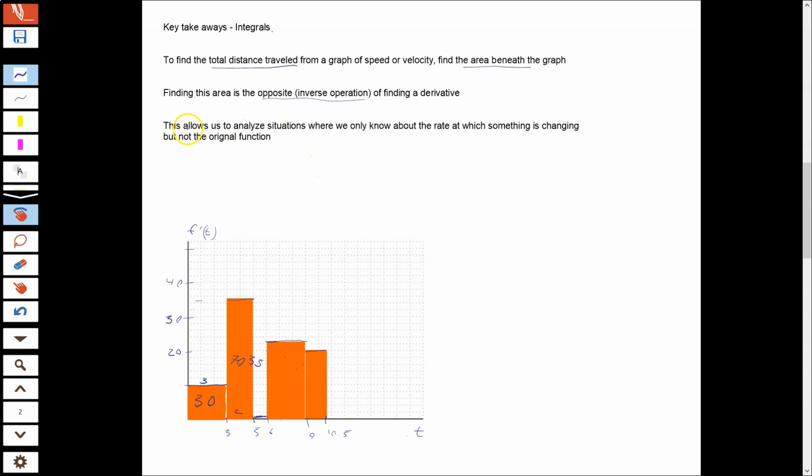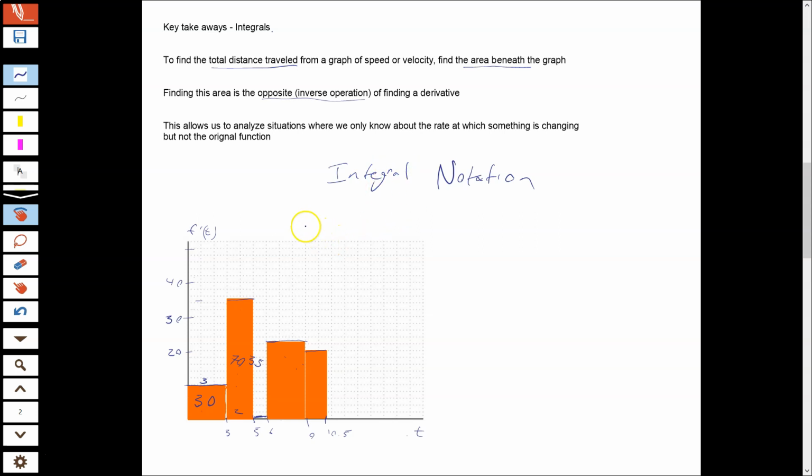Okay. The reason that this is all useful is that it allows us to analyze situations where we only know about the rate of change. Okay. So if we're only given speed, this allows us to figure out where we are at a specific time. The last thing we're going to talk about is notation. So notation is super important because this is how we communicate about these things. So here is our first example of integral notation.